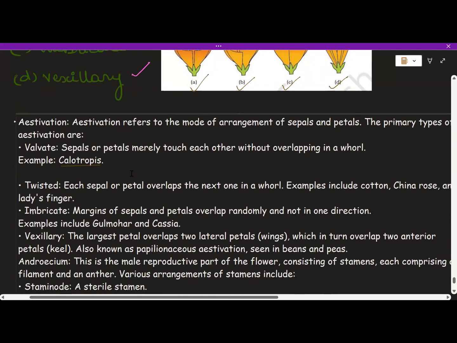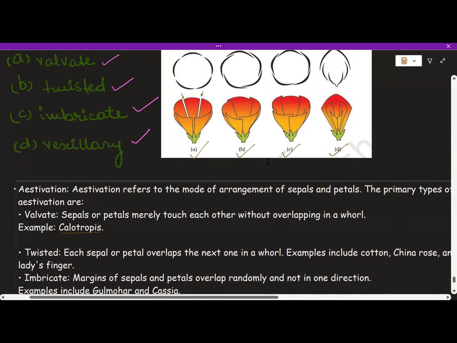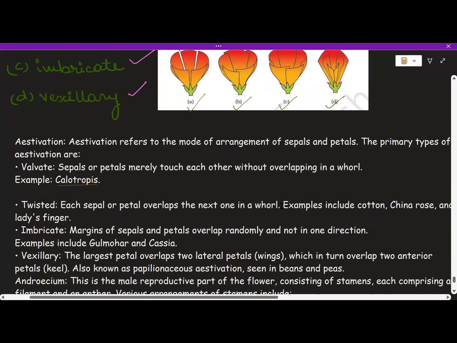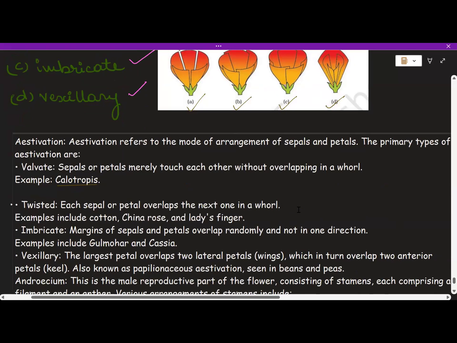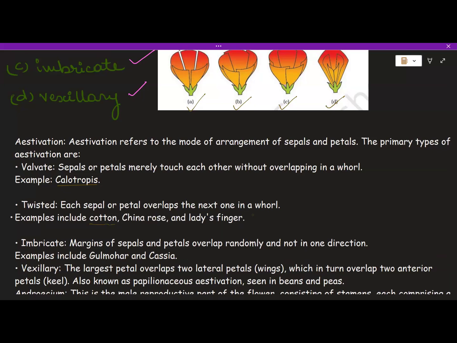Then the second case is the twisted kind of estivation. In twisted estivation, each sepal or each petal overlaps the next. If you see here, there's a fine pattern of overlapping in the second case. So that is the twisted kind of estivation. In the twisted kind, we have examples such as cotton, China rose, and lady's finger.